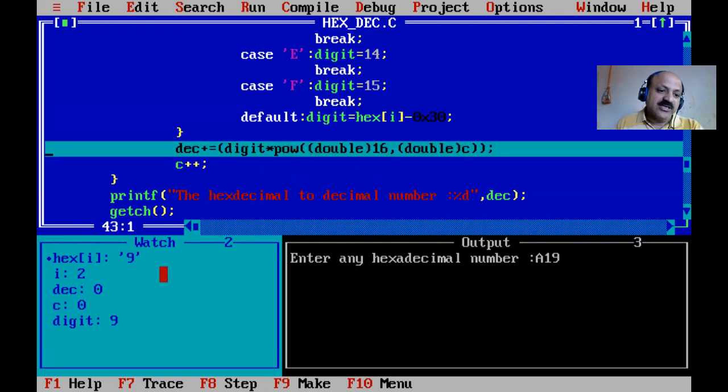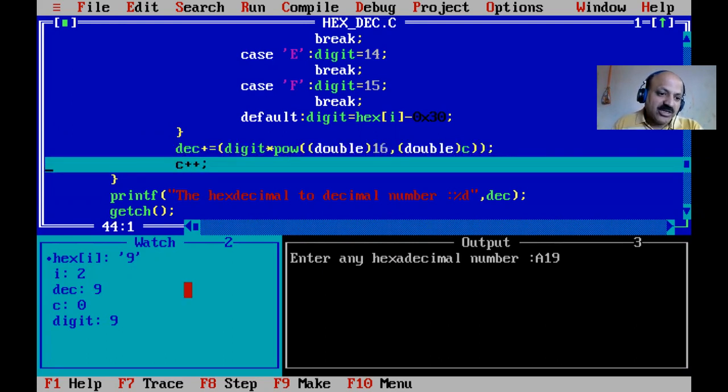You can look that the digit is taken first, and here it is 9. Yes, and now 9 times 16 to the power 0. So that is stored in decimal, that is 9. You can look, that is our first answer, solved as on paperwork. So that is 9 multiplied by 1, so that is 9. Yes, and again c plus plus, so that is the counter.